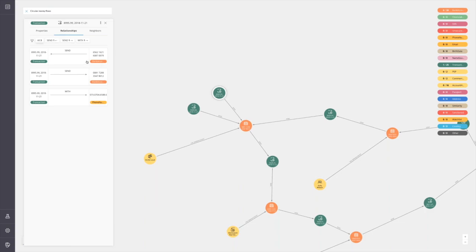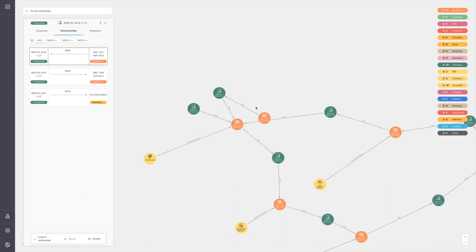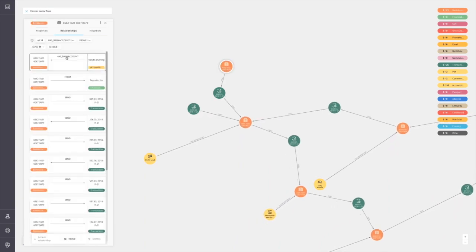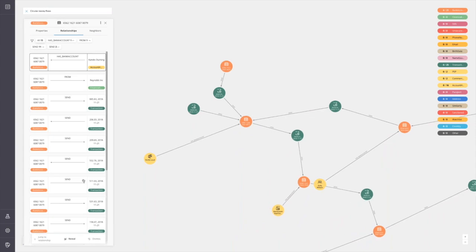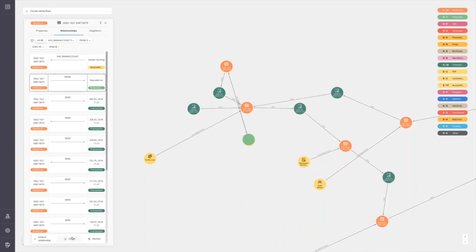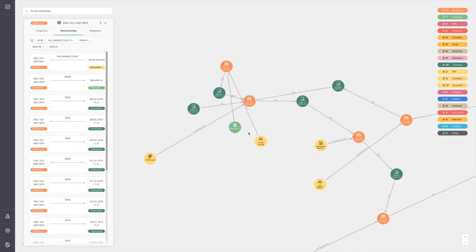So this came from this bank account. The account holder, the person who transferred that money, was someone called Candice Durning, and that was from a bank called Reynolds Inc.